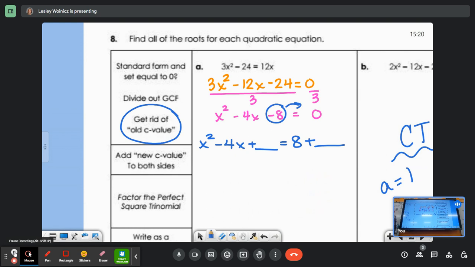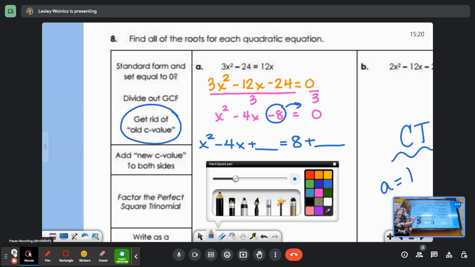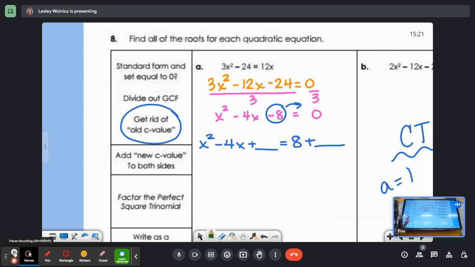Does anybody remember how we get our new C value? Isn't it like B divided by C times A? No, close. 2 times A. Okay, we take the B and we chop it in half. And then what do we do with it? Okay, nobody knows. We square it.